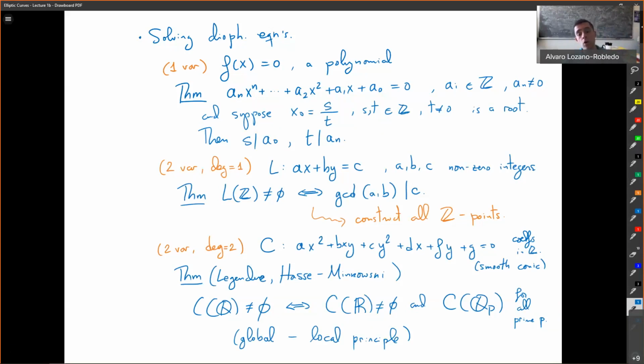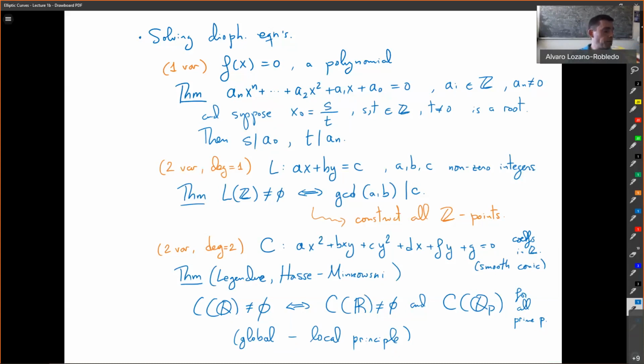One direction is clear: if there are global solutions, if there are solutions over the rationals, then because R and Q_p are completions, there are solutions over the reals and over the p-adics. The other direction is the interesting part of the theorem: if there are local solutions, if there are real and p-adic solutions, then there is a global solution. There's a solution over the rational numbers.